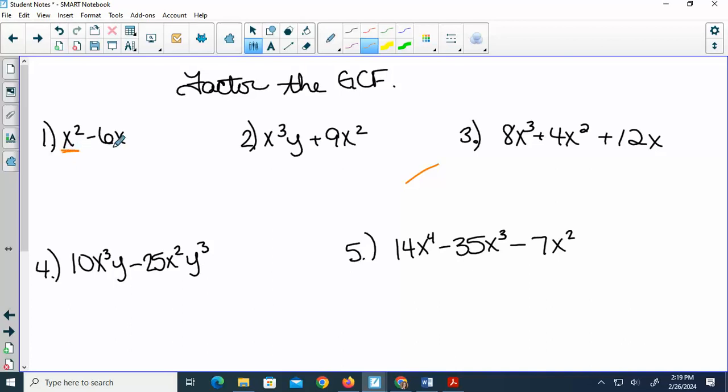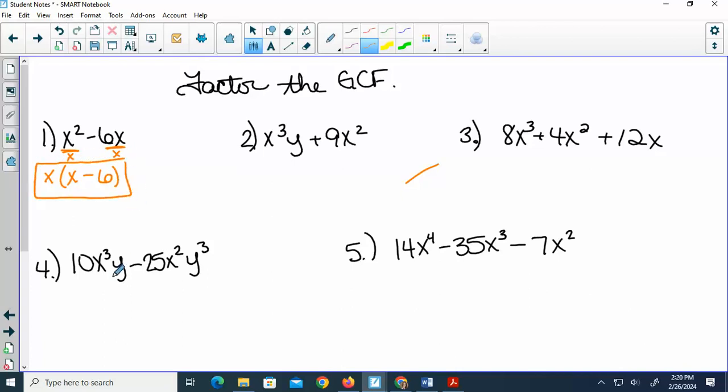What do both of these terms have? Just an x. So we factor that out. When you factor it out, it's like dividing. What is x squared divided by x? X. You just subtract those exponents. Minus, what is 6x divided by x? And that would just be a 6 because the x's cancel.